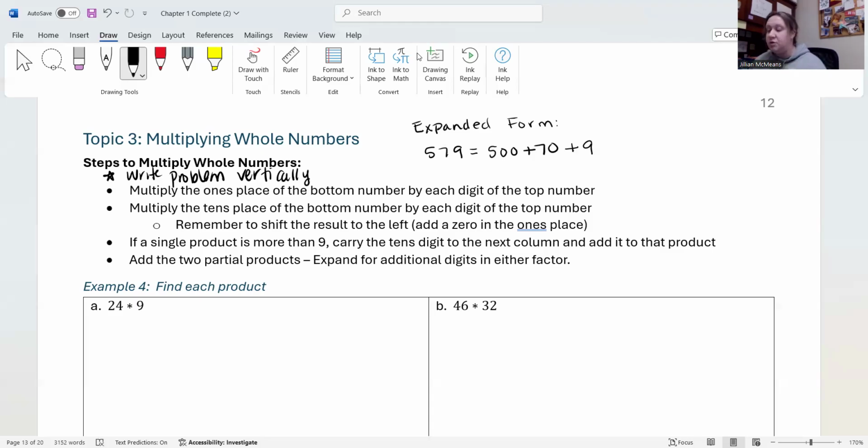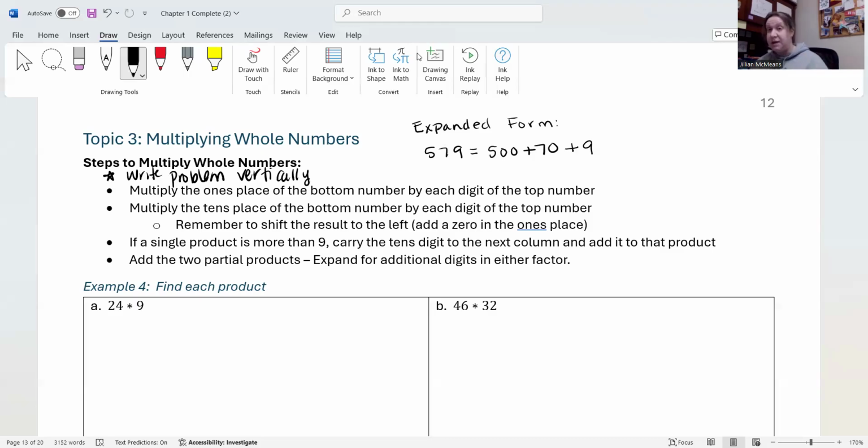And then if a single product at any point is more than 9, you keep the digit in the ones place, you carry the digit in the tens place. Again, I'll show you all of this. And whatever you carry gets added to the next product. And then finally, you're going to have these partial products. You add your partial products. I'll explain exactly what that means when you see it in the problem.